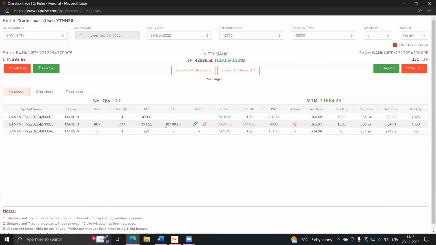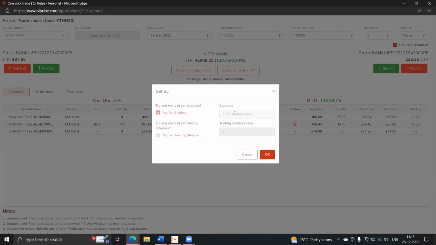Now, when we placed 387, it was at 394. When it is moving higher, this one automatically moves. Can you see this? It got triggered because there was a fluctuation and it is moving higher and slower, and it got triggered. I will again enter to show you that. So we got around 325 quantities.